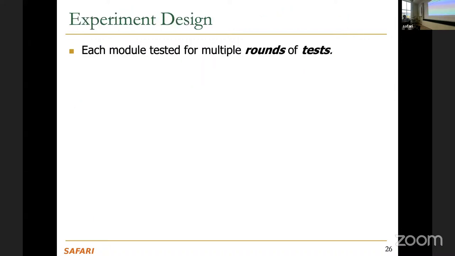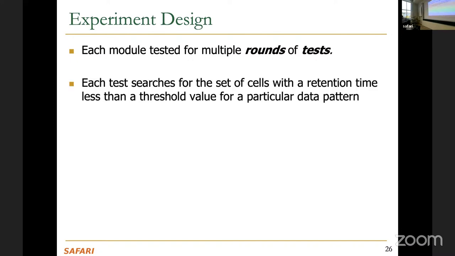And basically, each experiment consists of multiple rounds of tests. We do this round of tests to ensure statistical significance of the test, because with one random test you may get a result, but if you do it many, many times, those results average out, or you can actually find outliers. And each test essentially searches for the set of cells with a retention time that's less than a threshold value for a particular data pattern.